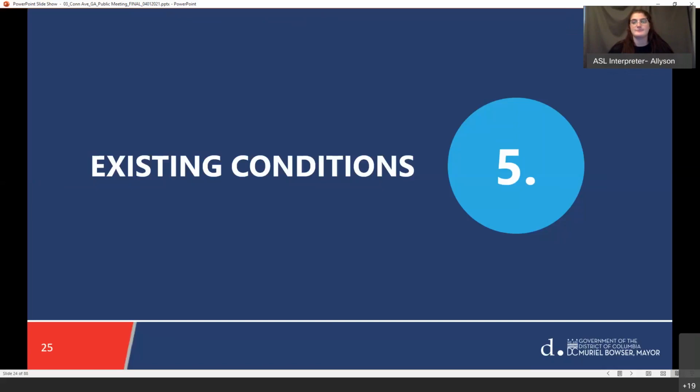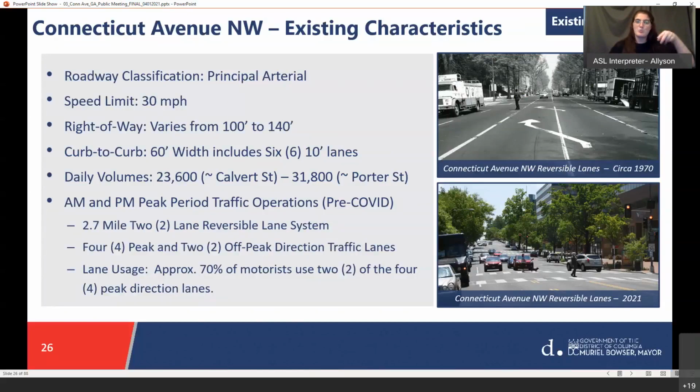Connecticut Avenue is a principal arterial. It has a 30 mile per hour speed limit. The curb to curb width is 60 feet and includes six 10 foot lanes. The daily traffic volumes on Connecticut Avenue range from about 24,000 near Calvert Street to about 32,000 near Porter Street.